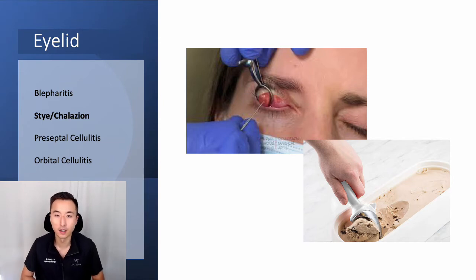This is a picture of how we remove some of these chalazions that are resistant to treatment. Typically we take them out from under the eyelid, just to prevent scarring and things like that. An analogy here is like scooping out ice cream. Hopefully you get to see one of these during your electives.